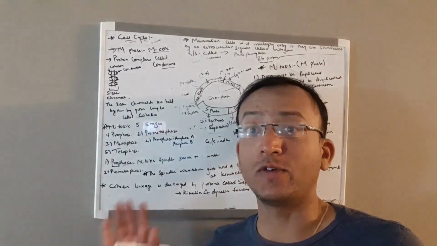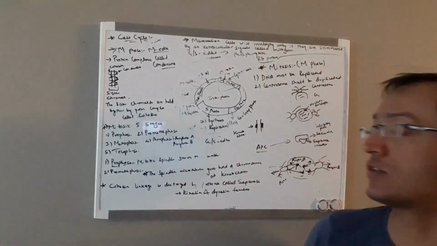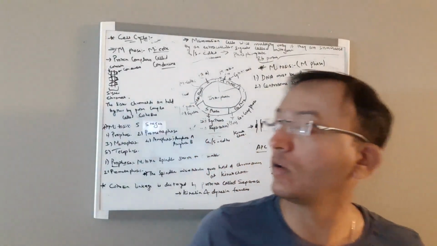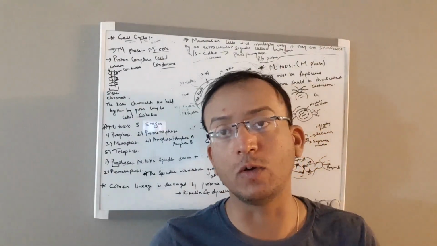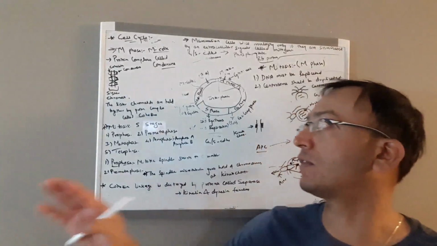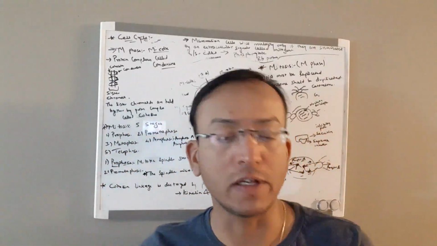Okay, so I think this was enough for mitosis. I don't want to make a very long video, right? But in the last part of this video we'll discuss cytokinesis, and that finishes our cell cycle and the cell cycle control system.